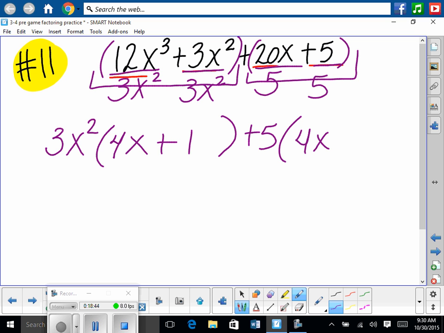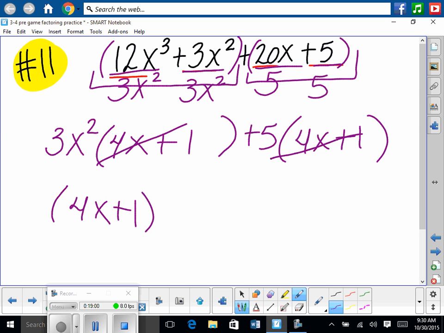4x, 5 divided by 5 is 0? Or what is it? 5 divided by 5 is 1. Okay, pull out your safe haven, 4x plus 1, and then you divide it out, so then what's left is 3x squared plus 5, right?